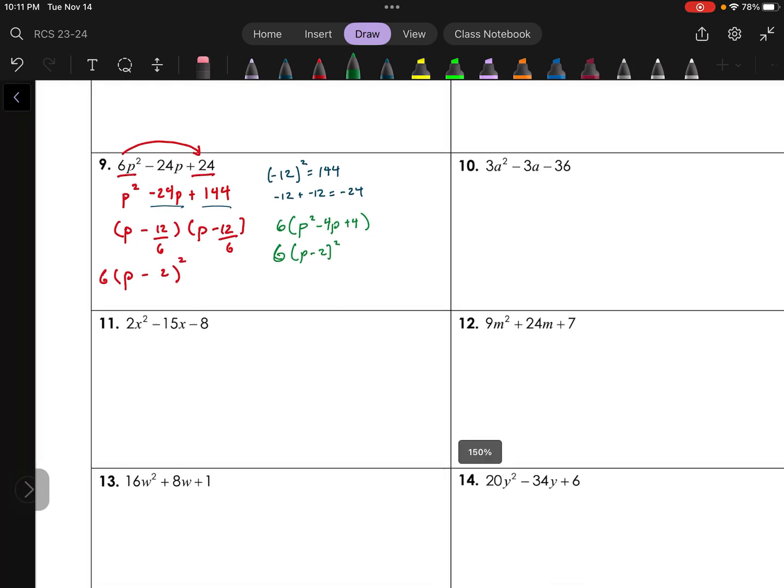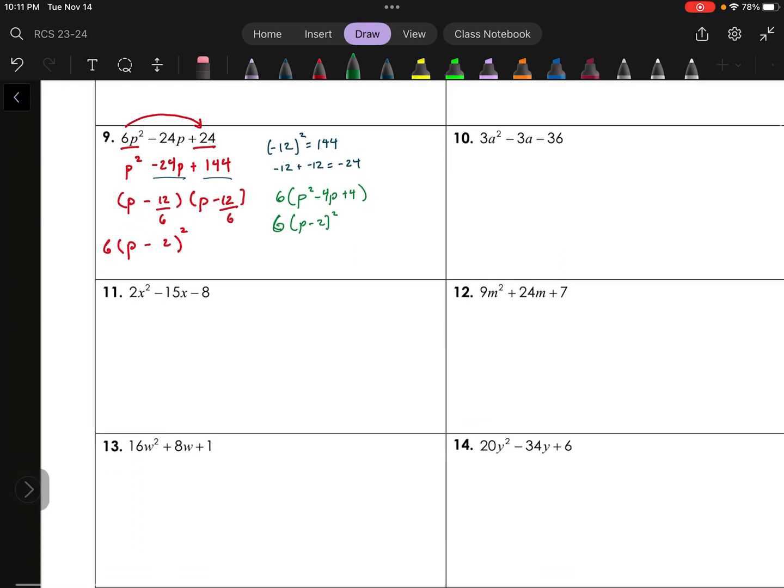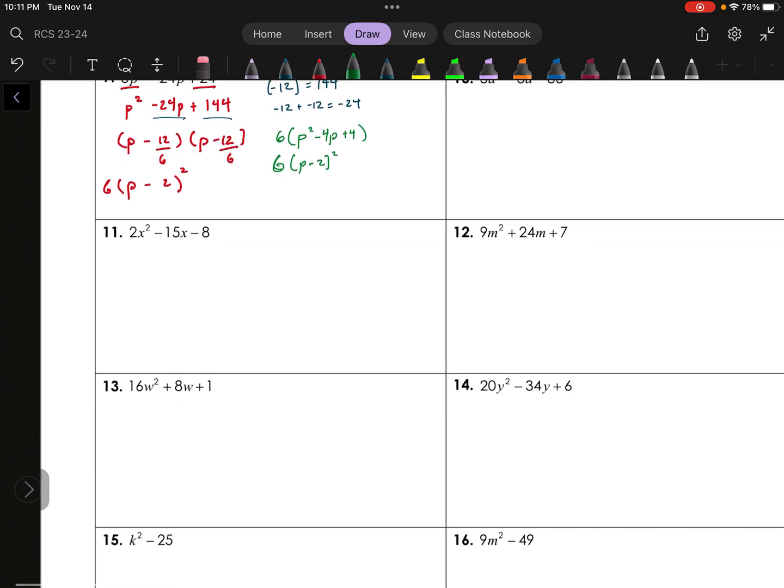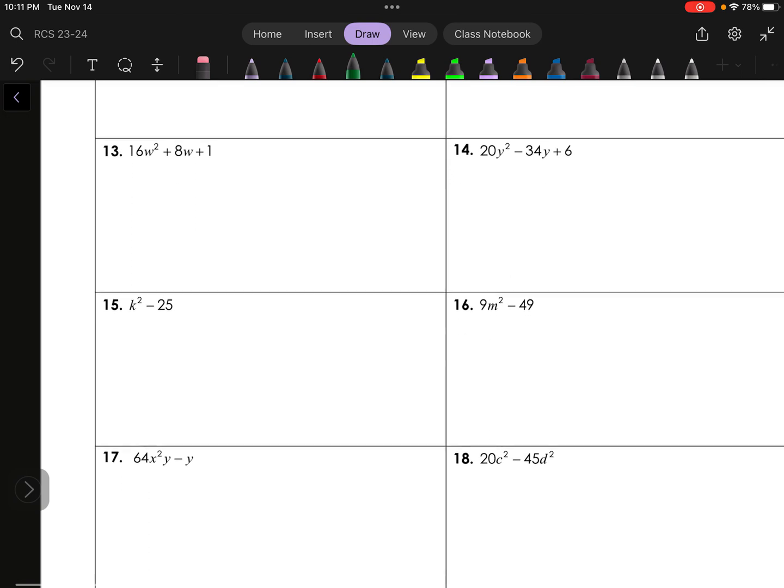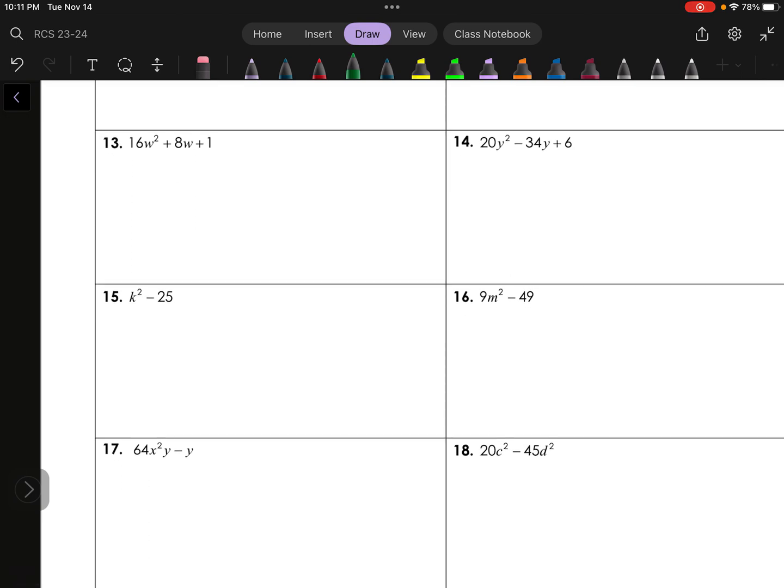Okay, let's look at something a little bit weirder next. Let's go down to problem number 13. For problem number 13, we've got 16w squared plus 8w plus 1. So what your notes would advise you to do is rewrite this as w squared plus 8w plus 16. And we're looking for two things that multiply to 16 that add to 8. Well, 4 times 4 is equal to 16, and 4 plus 4 is equal to 8. So this would go to w plus 4 times w plus 4.